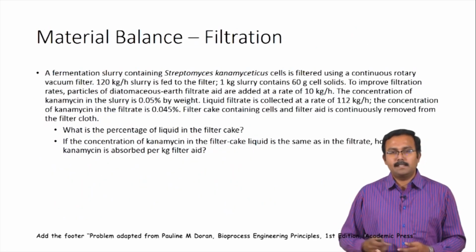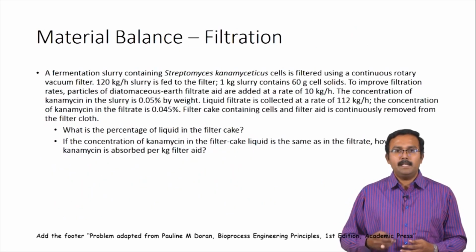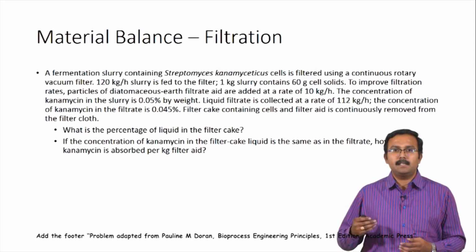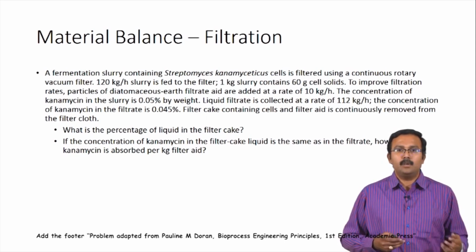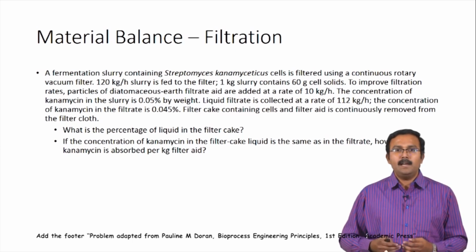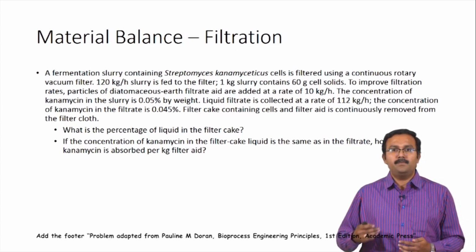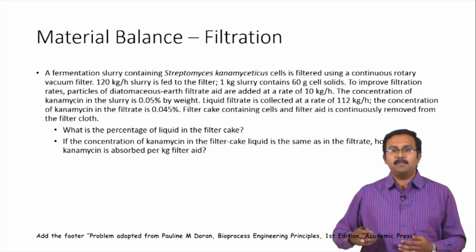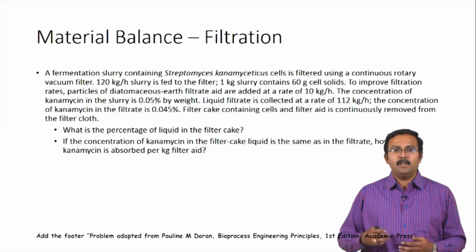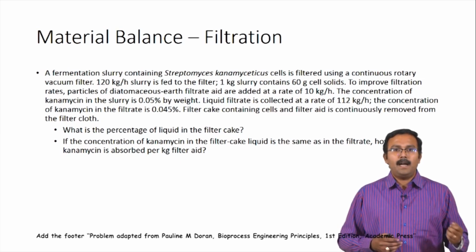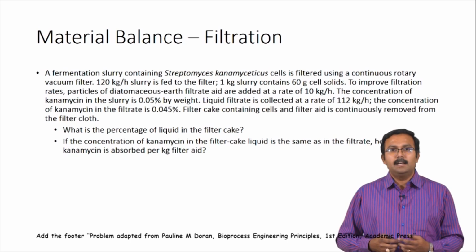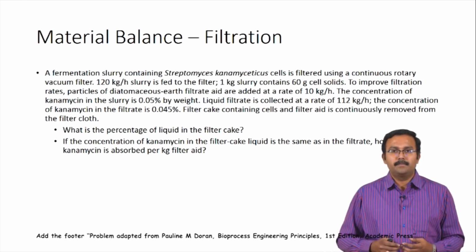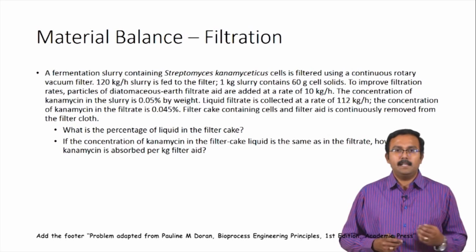Let us now look at an example problem for filtration. A fermentation slurry containing Streptomyces kanamyceticus cells is filtered using a continuous rotary vacuum filter. 120 kilograms per hour of slurry is fed to the filter. 1 kilogram of slurry contains 60 grams of cell solids. To improve the filtration rates, particles of diatomaceous earth filter aid are added at a rate of 10 kilograms per hour.